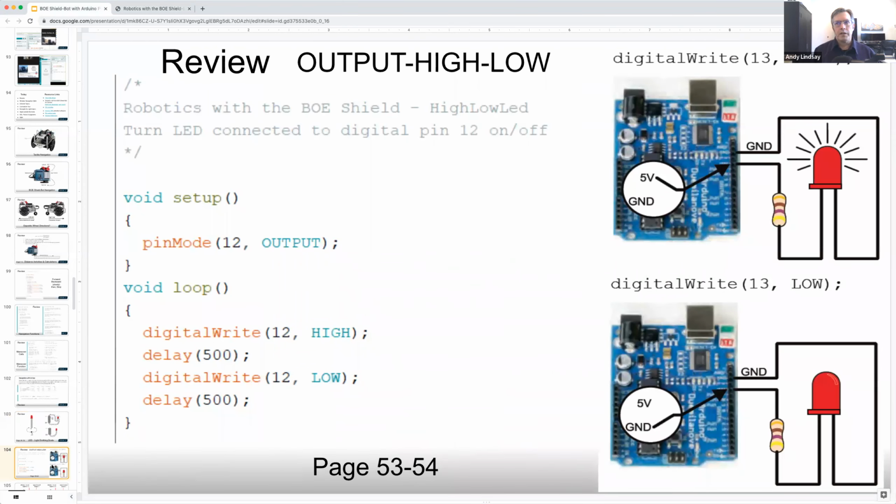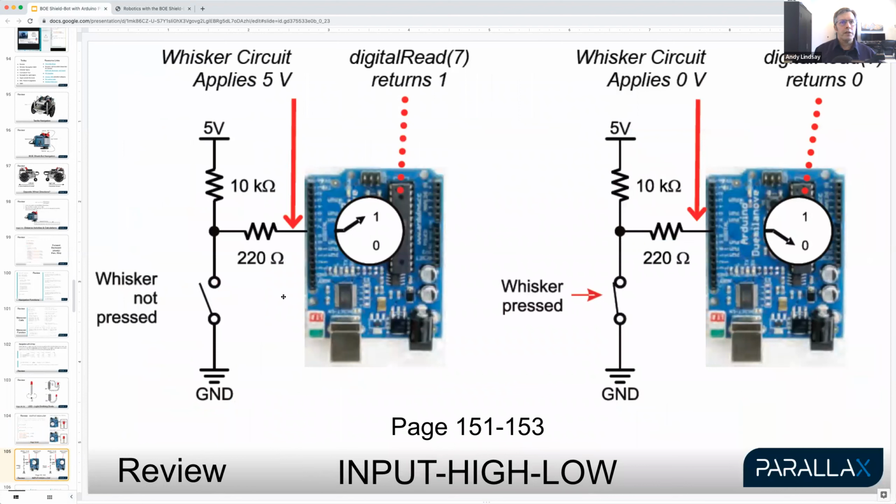And so here again are excerpts from the textbook talking about the switching and how it relates to the code. And then jumping forward to the whiskers chapter, again, we talked about how when the whisker is not touching those 3 pin posts, 5 volts is applied to the Arduino pin. And so it returns a 1 when you use the digital read function. And then if the whisker is pressed, the IO pin sees 0 volts.